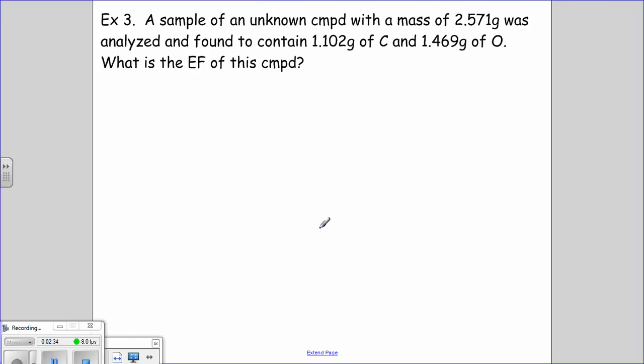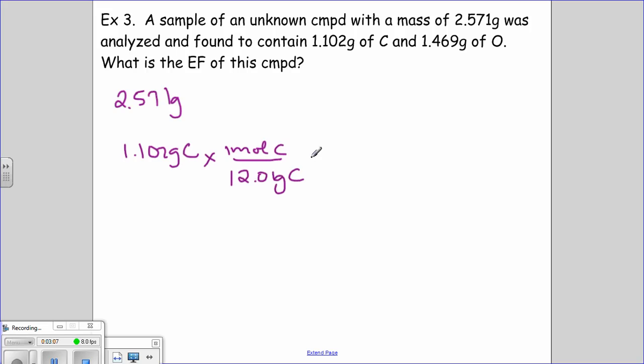Alright, this example: a sample of unknown compound with a mass of 2.571 grams was analyzed and found to contain 1.102 grams of carbon and 1.469 grams of oxygen. And this is not a percent problem. You're actually going to go straight from grams to moles. So I'm going to start off with the unknown compound. We know that it's going to be containing 1.102 grams of carbon. I'm going to go ahead and take this to moles of carbon. So 1 mole of carbon weighs 12.01 grams of carbon.